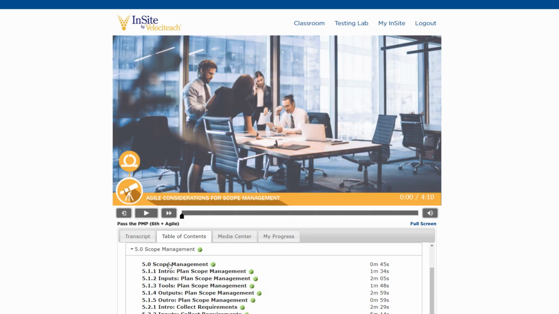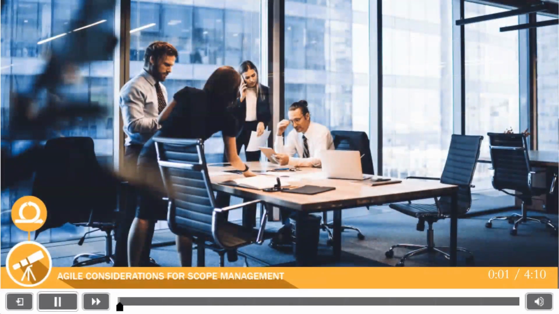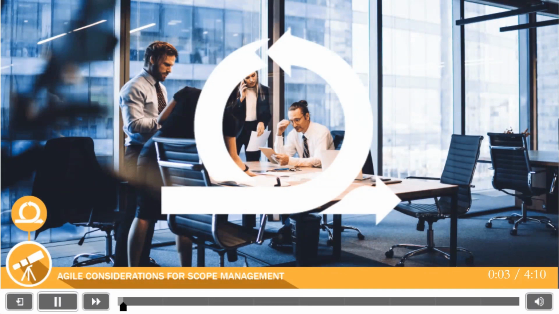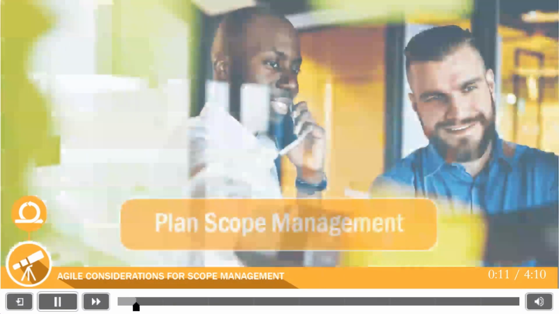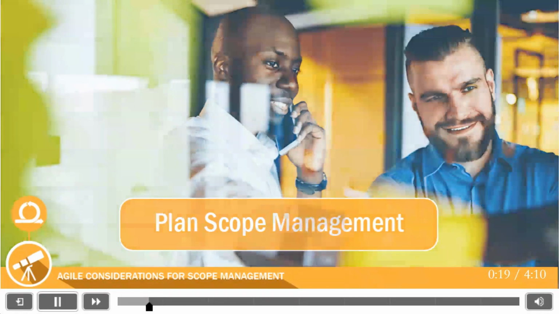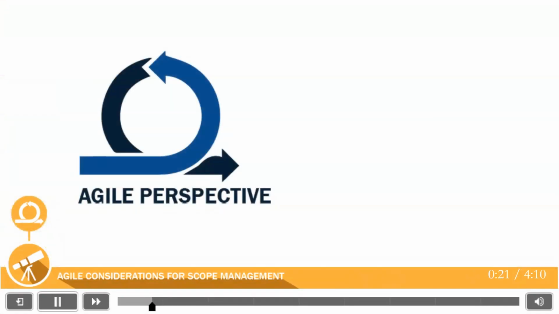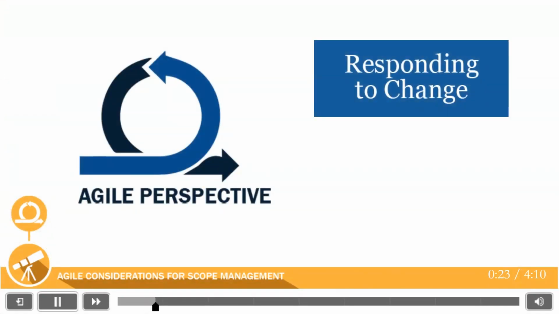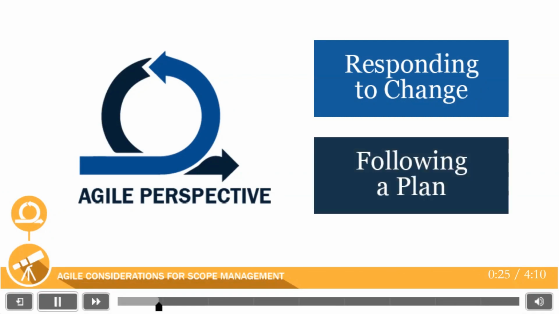Here's a brief sample. What if my project is Agile? How would this be different? Let's talk about managing scope in an Agile environment. These 6 processes would be handled very differently. We'll start with the process of plan scope management. Agile places little emphasis on the scope management plan or requirements management plan. In fact, a core value of Agile prefers responding to change over following a plan.